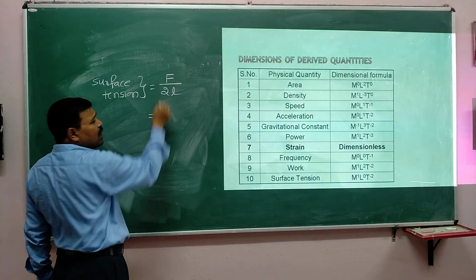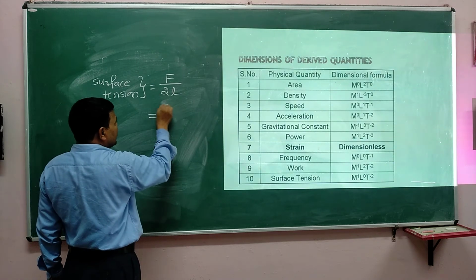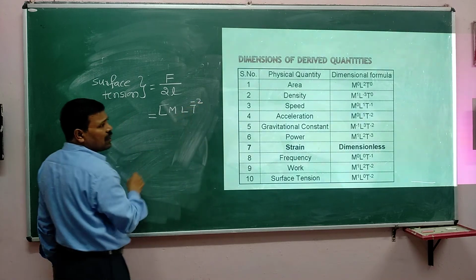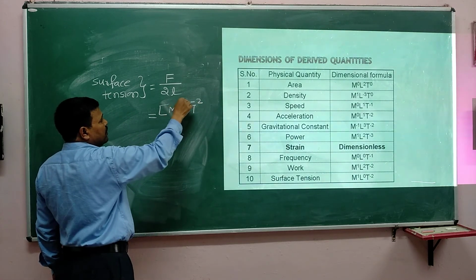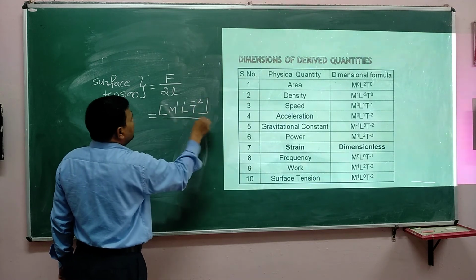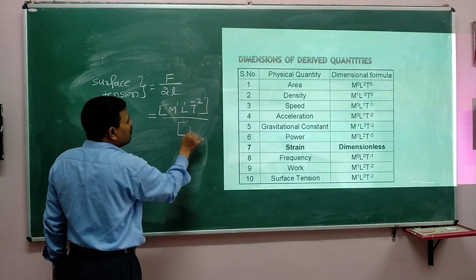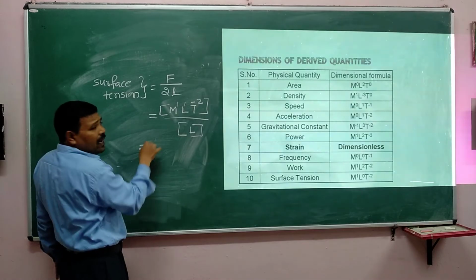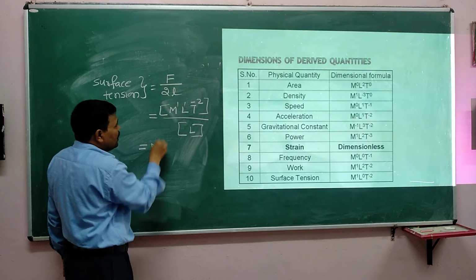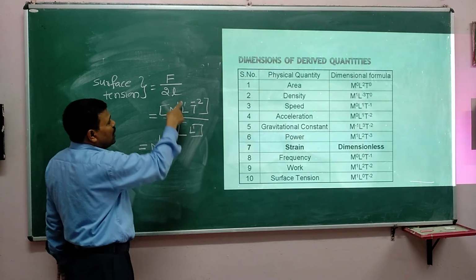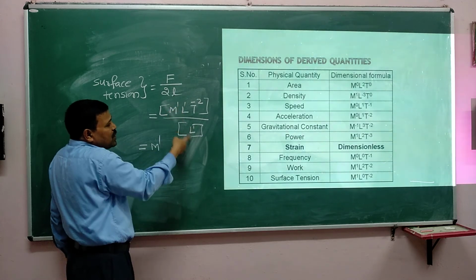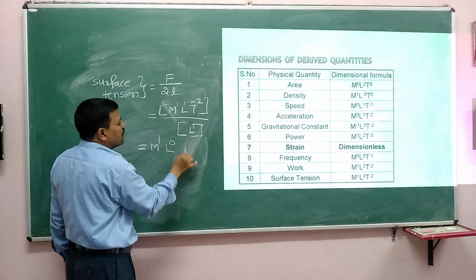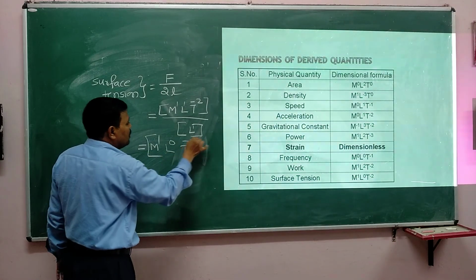What is the dimensional formula of force? Mass into acceleration, divided by length. Its dimensional formula is L. Number has no dimensions. Therefore, the dimensional formula of surface tension is M raised to 1, and L raised to minus 1 plus 1, which is 0, and then T raised to minus 2. This is the dimension.